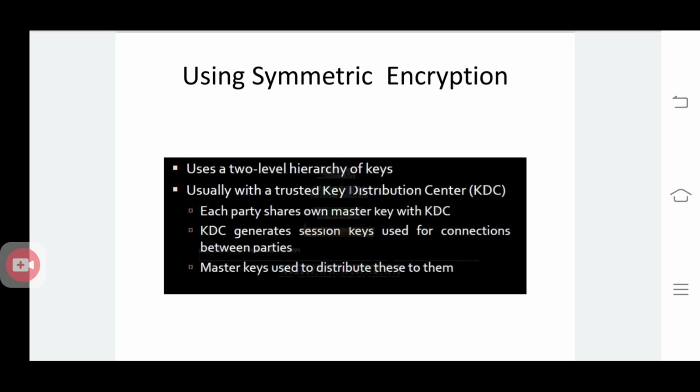Symmetric encryption can take place only if we have a common key, right? That common key is actually generated by this KDC. How do they generate it? By using the master key that is received from A and B. So A and B have secret keys or master keys, and they are shared with this key distribution center. After that, the KDC generates a session key. That session key is used for symmetric encryption between A and B. That is the procedure here.